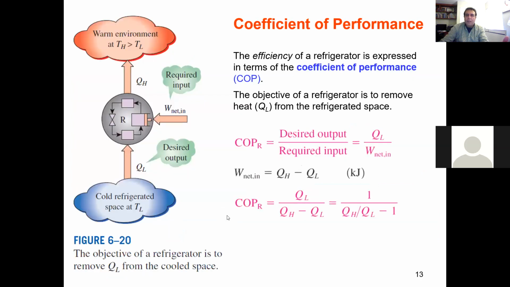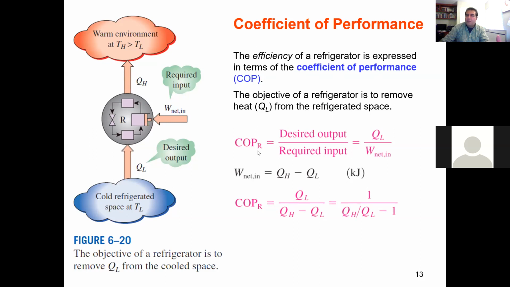Anyway, then we go to coefficient of performance. Okay, we have thermal efficiency and we have coefficient of performance. The efficiency of refrigerators is expressed in terms of coefficient of performance. So remember that the efficiency of a refrigerator is expressed in terms of the COP. The objective of a refrigerator is to remove heat from the refrigerated space. Okay, that's what we want.